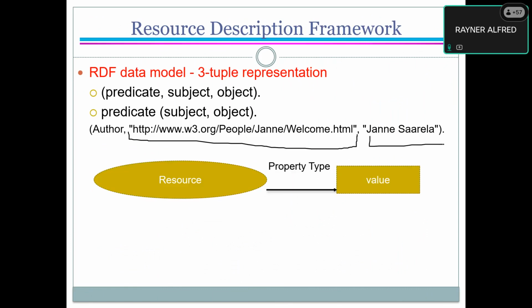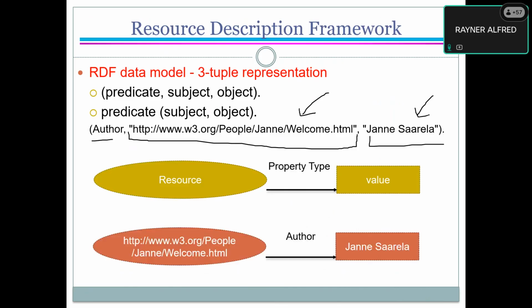We have the resource here. This is your resource, and this is your property, and this is your value. So this is how we represent the 3 tuple in the RDF model to state what resource we have, what is the property, and what is the value.